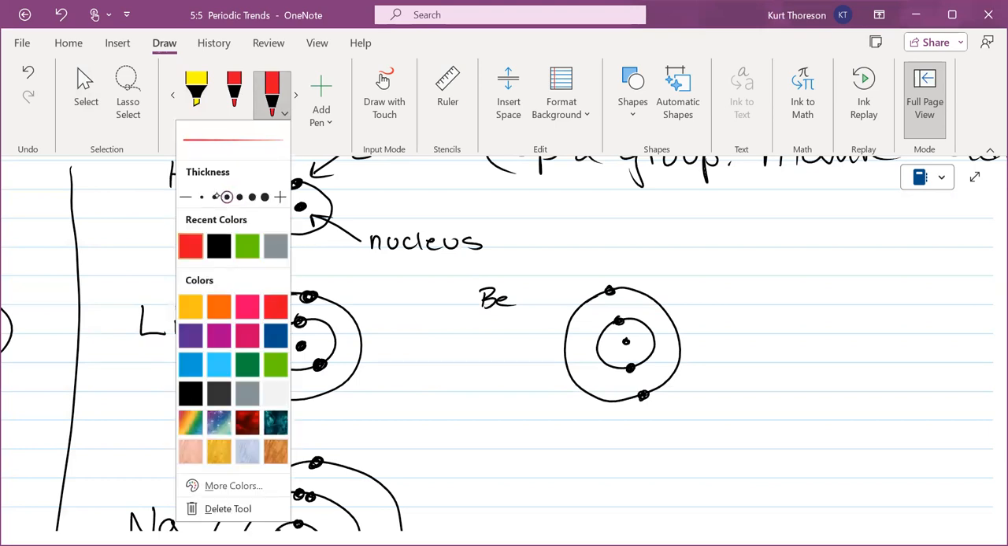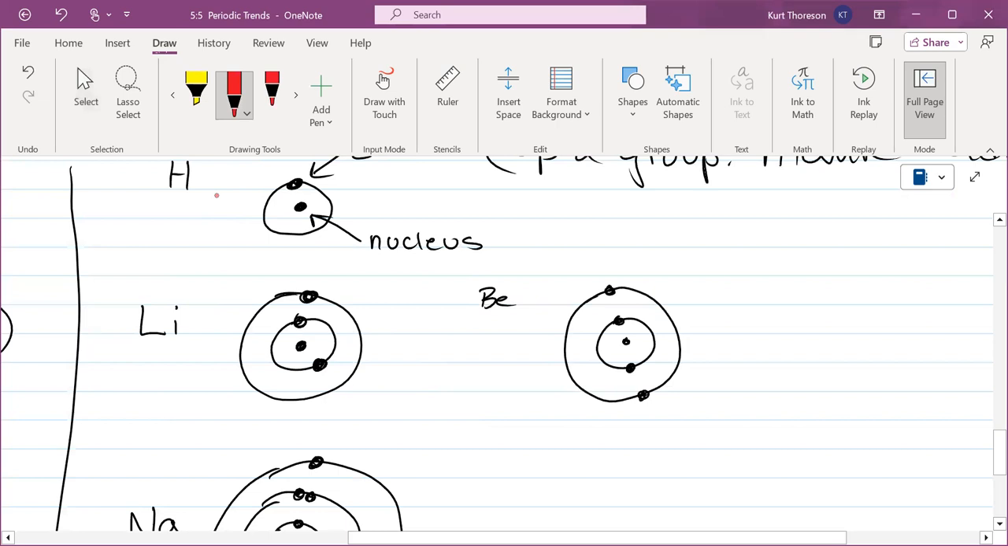How many shells does lithium have? 1, 2. How many does beryllium have? 1, 2. Did the number of energy levels change? No. But lithium is element number 3. Beryllium is element number 4.